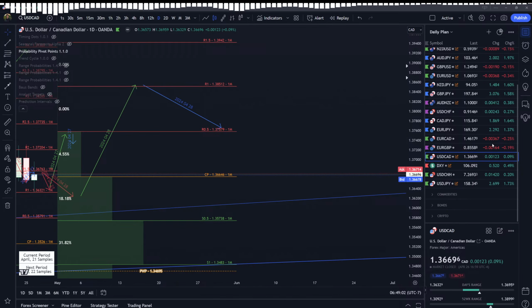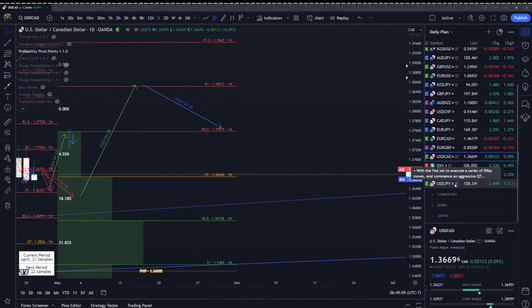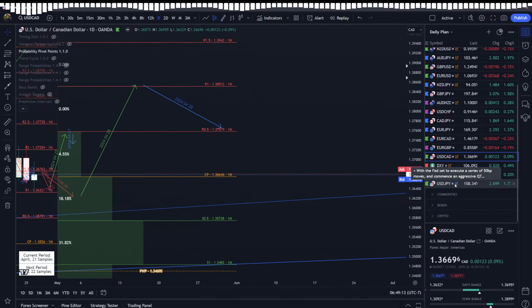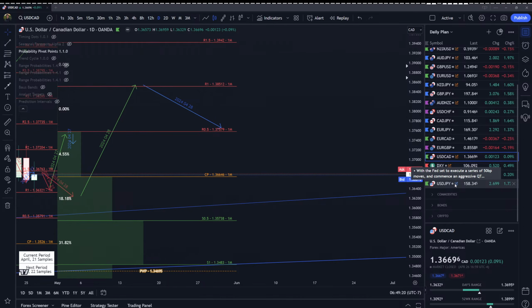Now let's go ahead. I'm going to skip dollar yen because as far as I know, this thing's going to go up, up, and away until the BOJ intervenes. And either the BOJ is going to intervene post FOMC or they're just not going to intervene. And in which case, I'm on board with the guy on Bloomberg who said the thing's going to go to 170.